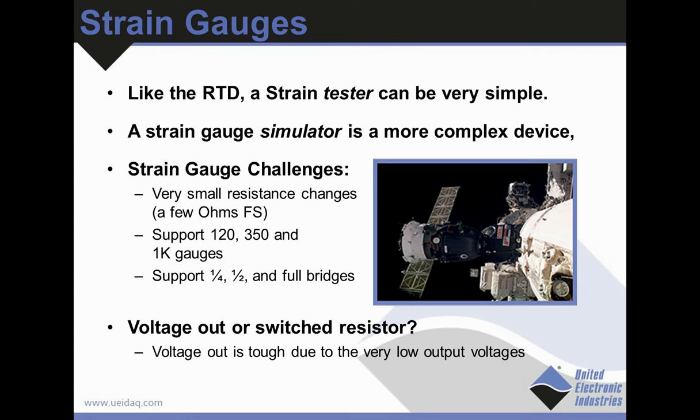Like the RTD, a strain tester can be very simple. You only need a couple of resistors, but a strain gauge simulator is a more complex device. The strain gauge challenge is, unlike the RTD, very small resistance changes, often only a few ohms full scale. So for a 350 ohm strain gauge, sometimes 7 ohms will be full scale. It makes it pretty challenging to measure. And then there's a couple of ways you can do it. You can do a voltage out or a switched resistor. Voltage out is very tough in this case due to the very low output voltages that are typically provided.